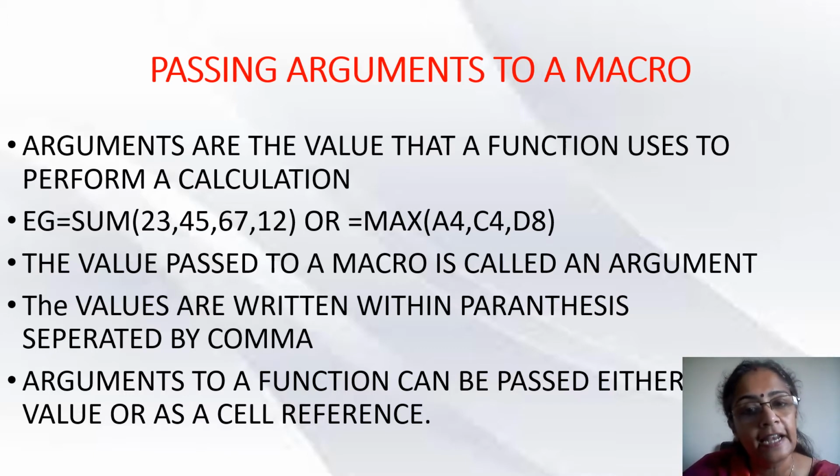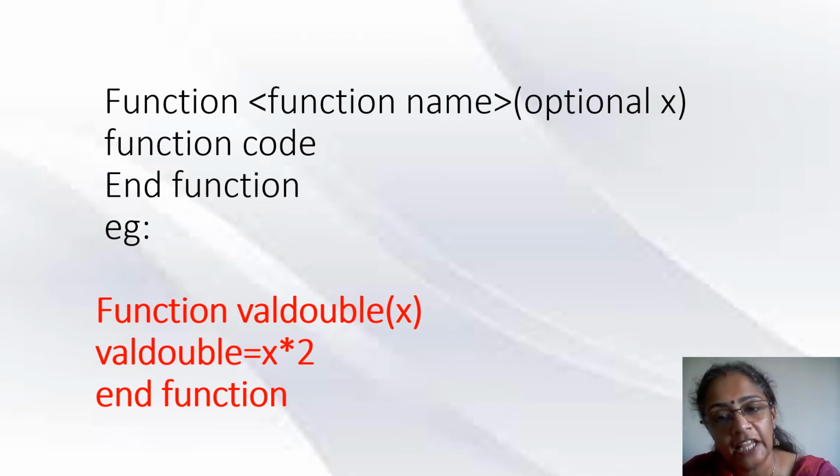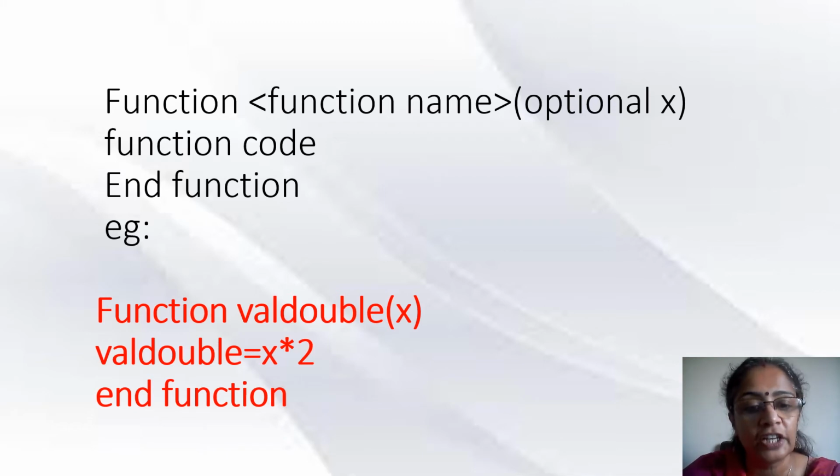So let us understand how we will do that in the assignment which follows. Here we will write the function again, the function name, and in brackets we have to write the x, optional x, the function code, and End Function. So here we are going to write a function called ValDouble, in which we are going to pass the value of x and double that value and display it. Whenever the function ValDouble is called, it will double whatever value is given inside the brackets.